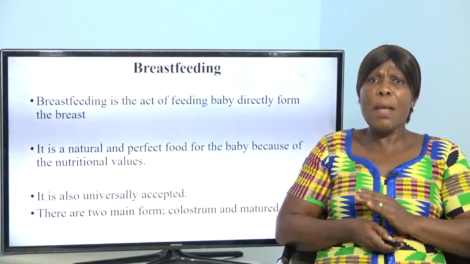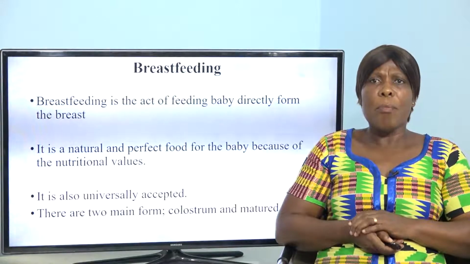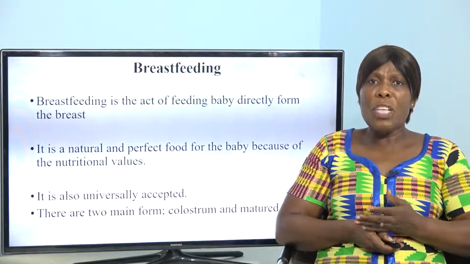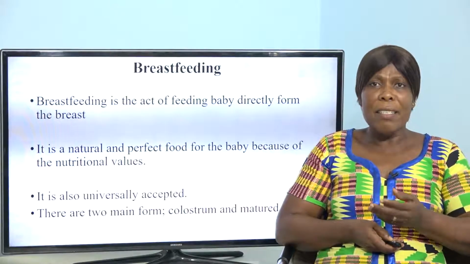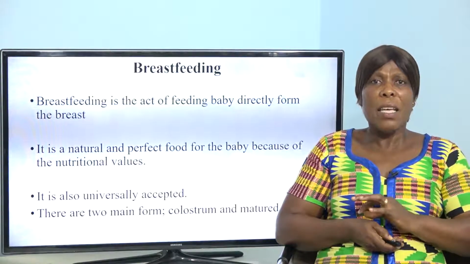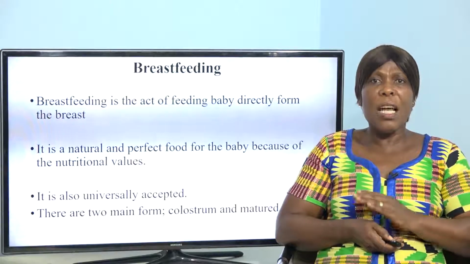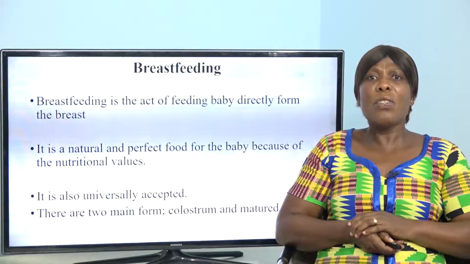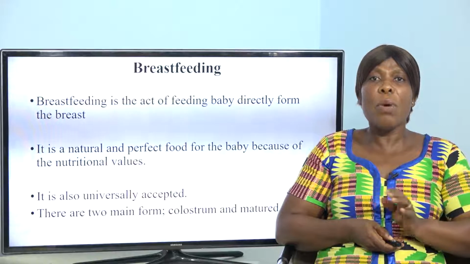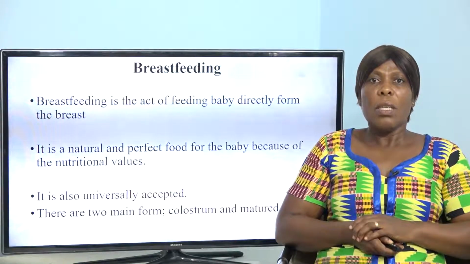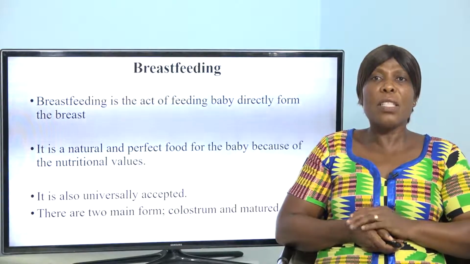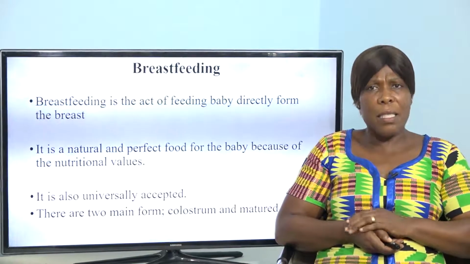It is a natural and perfect food for the baby because it contains all the nutritional values. There is no need for you to measure anything. Everything is measured and it comes in the right quantity of nutritional values. It is also universally accepted. So it is being practiced everywhere in the world. There are two main forms. We have the colostrum and then the mature milk. So we'll be looking at the colostrum.